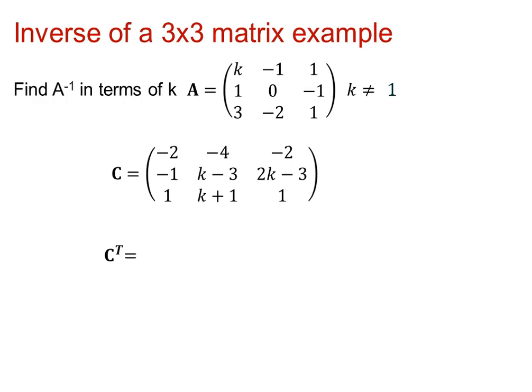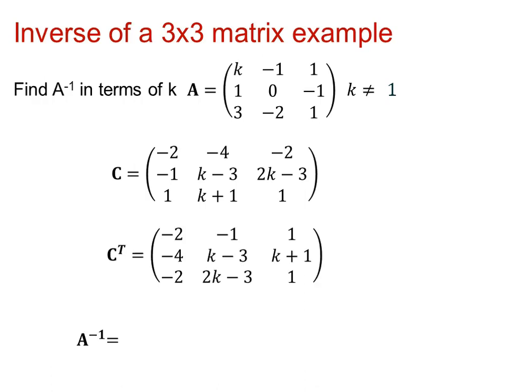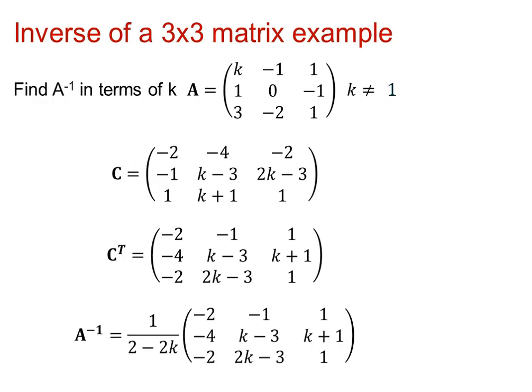Then I'm going to transpose C to create what we've been calling the adjugate matrix. Now to find the inverse of A, I'm going to divide the transpose of C by the determinant of A. If you want to find the determinant of the original matrix, it should be 2 minus 2k, and there we have the inverse matrix in terms of k.